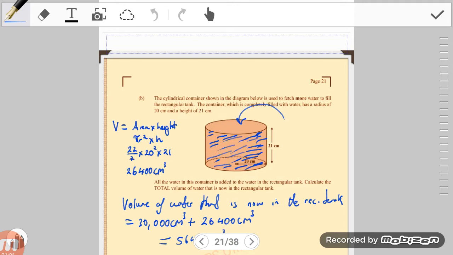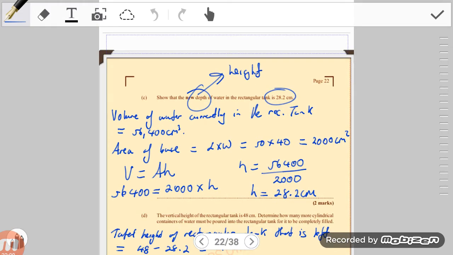We want to know, with the height that is left and the amount of liquid that this tank can hold when it's filled, how much more of this tank is needed. Now we're going to work it out mathematically, but we're also going to try to have an understanding. We know that the total height of this tank is 21, but the height that is left in the rectangular tank is 19.8. Is it? Let's double check. 19.8.